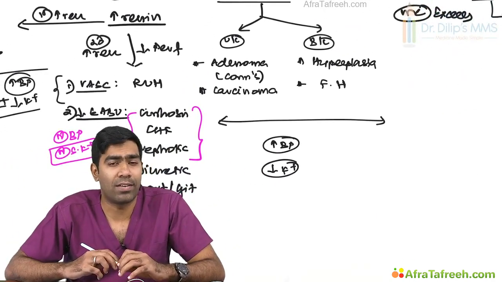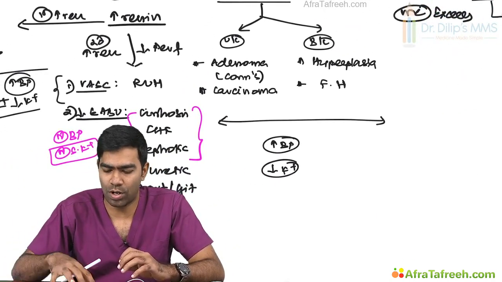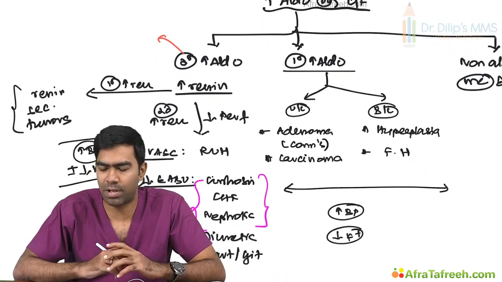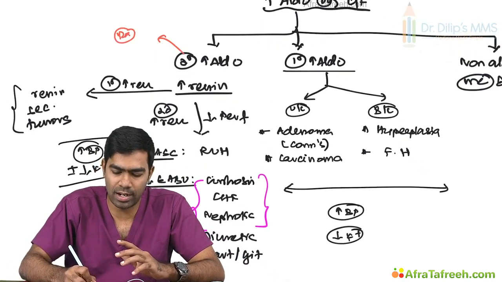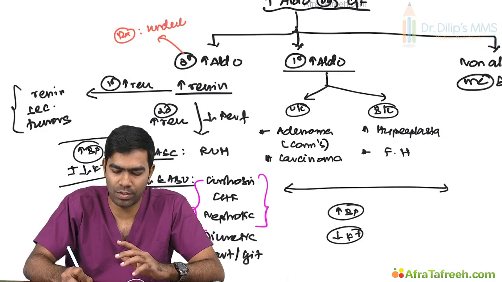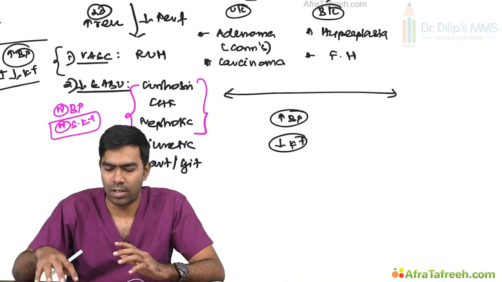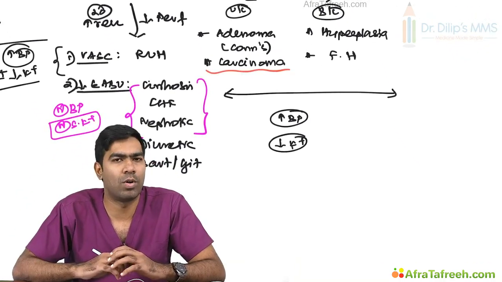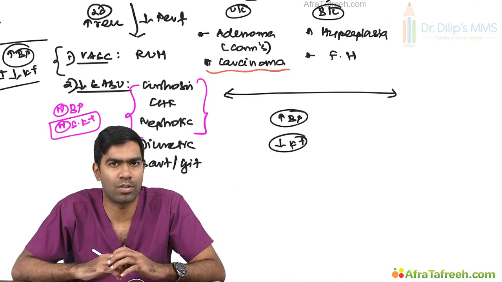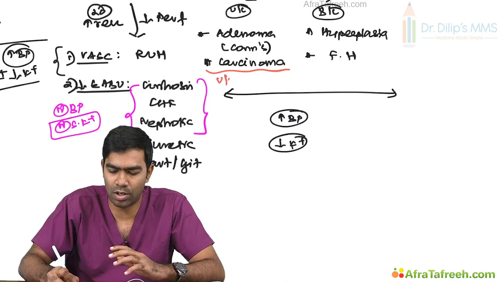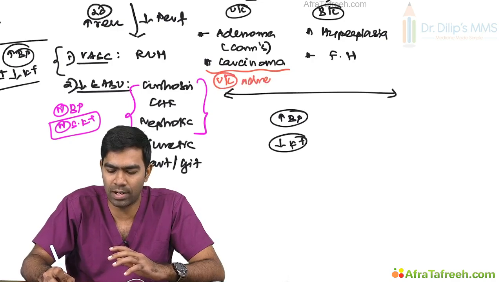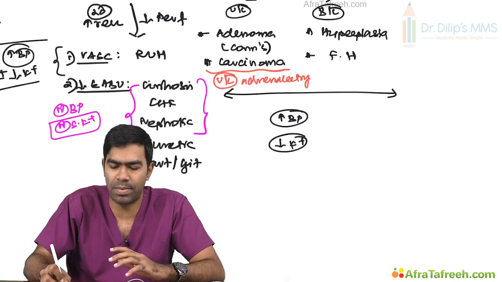How are we going to treat these disorders? As I told you already, secondary hyperaldosteronism, you are going to treat the underlying cause. That's it. If you treat the underlying cause, that must be more than enough. If you are sure about the structural causes of primary hyperaldosteronism, unilateral causes, then your appropriate treatment option will be unilateral adrenalectomy. That's the best treatment option.